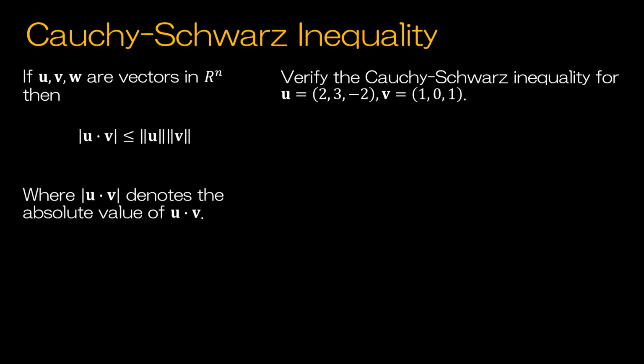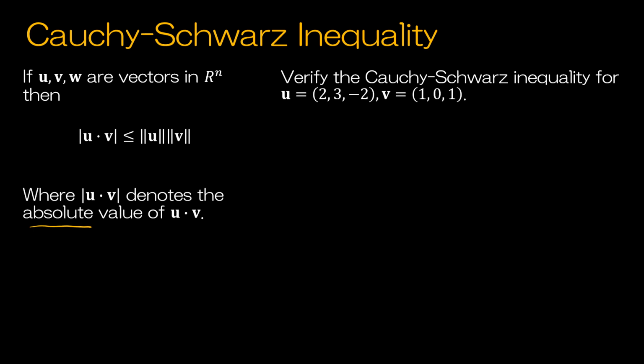Let's take a look at the Cauchy-Schwarz inequality. This says if u, v, w are vectors in Rn, then the absolute value of the dot product of u and v, and it's easy to get confused because there's a lot of straight lines going on, but we're saying take the positive dot product, has to be less than or equal to the norm of u times the norm of v, or length of u times length of v. So we're just going to verify it here, and then in a moment it will make sense why this is an important inequality to understand. So we're just going to verify for these two.